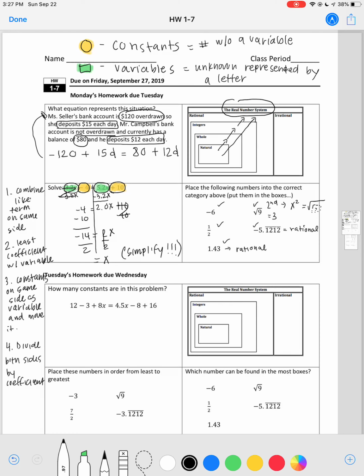So as we put these numbers in the specific boxes, we need to make sure that we know that negative 6 is an integer, but negative 6 can also be a rational number, but negative 6 cannot be a whole number. So this one is correct, but it cannot be a whole number or a natural number. Okay.